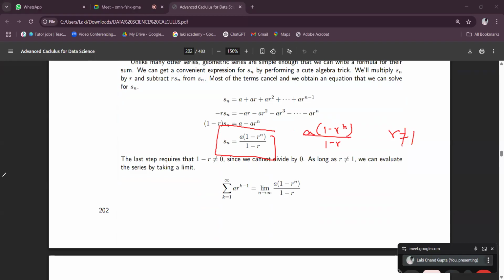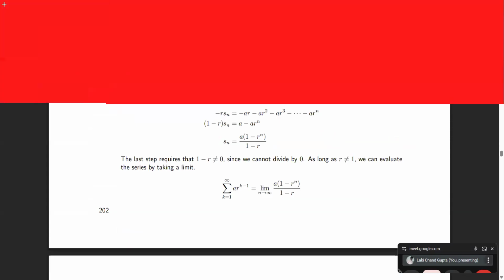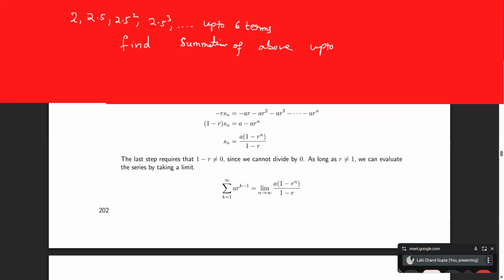If I ask you, 2 into 5, again multiply 5, then multiply 5, up to 6 terms. Find the summation of the above up to 6 terms. Okay.